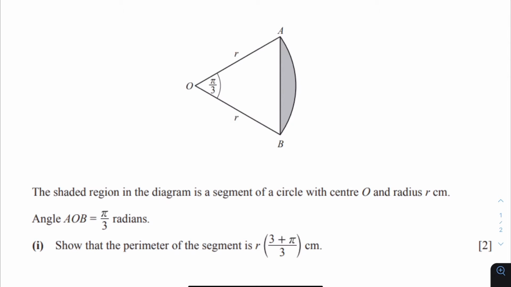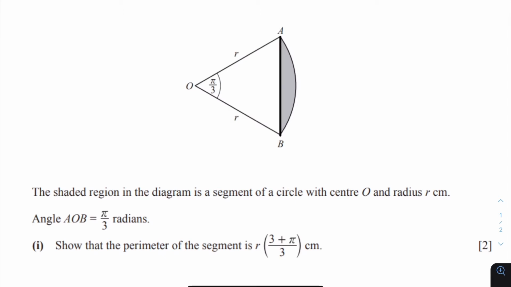All right, so the shaded region in the diagram is a segment of a circle with center O and radius r cm. Angle AOB is pi over 3 radians. So the first part of this question is show that the perimeter of the segment is r times (3 plus pi) over 3 cm. All right, so they're talking about the segment over here, the shaded part. So what I'm going to do is label each of these components, and then we're going to find them out separately because we can't find them out together.